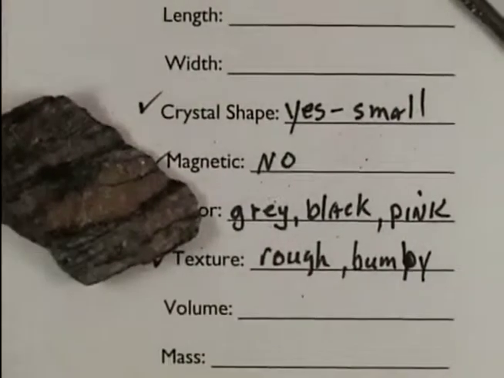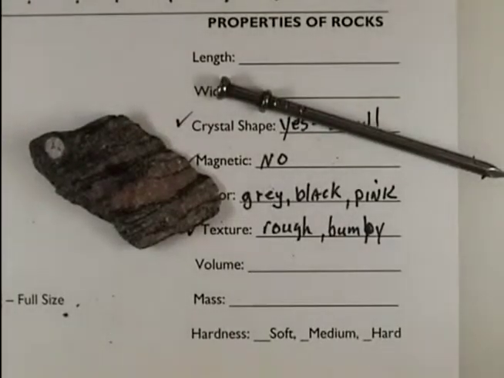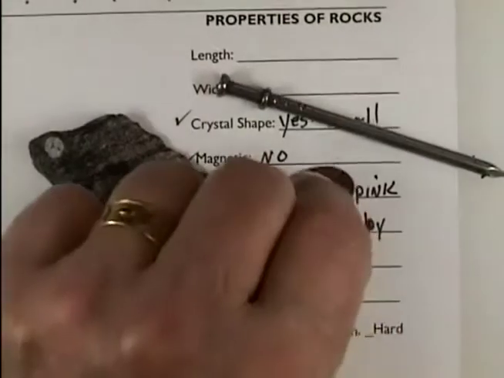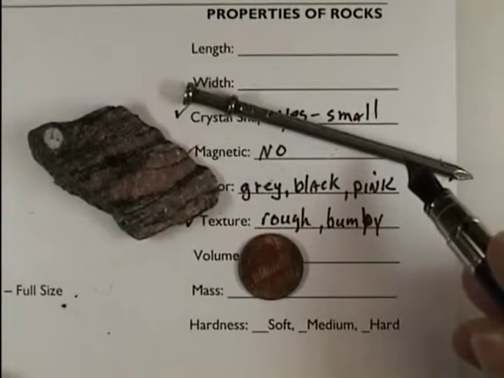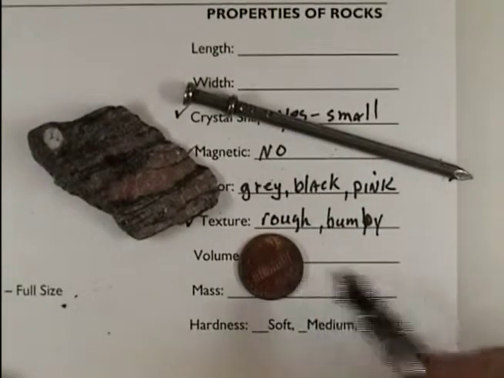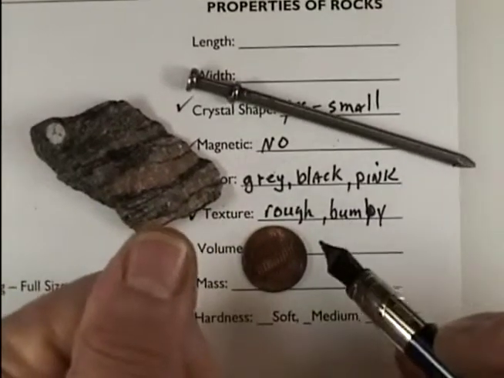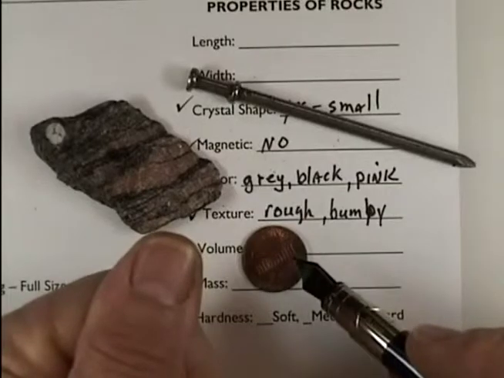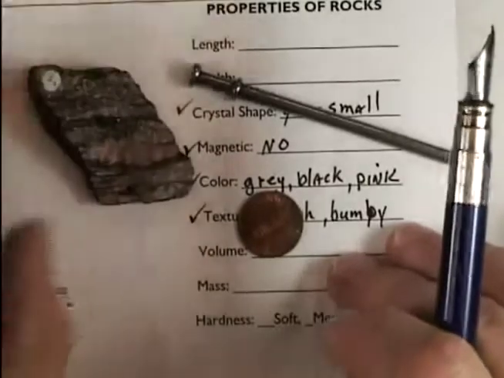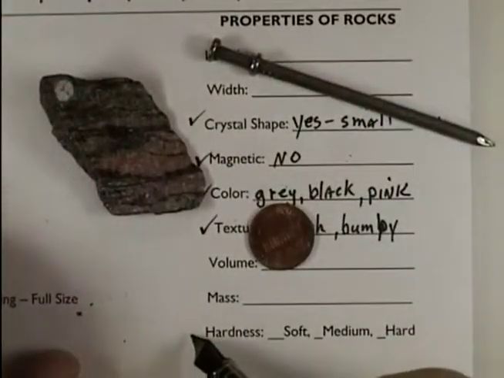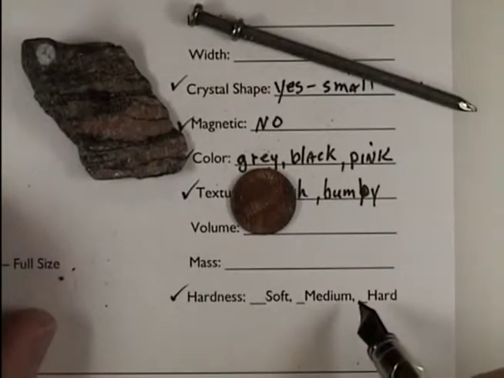Now, in your kit, you're going to find a few other things. For example, there's a nail and a penny. Now, a nail is very hard, and a penny is medium hard, and a fingernail is kind of soft. So we're going to use these three tools: your fingernail, a copper penny and a steel nail to see if we can understand another property, and that property is hardness, down here where it says hardness. So you have soft, medium, and hard.